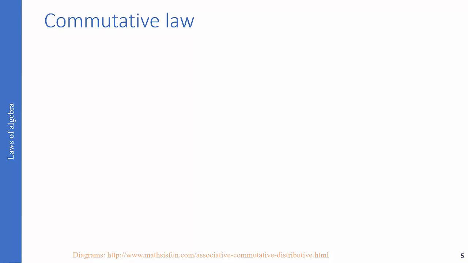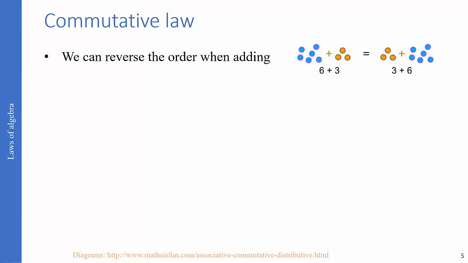Let's look at those laws of arithmetic that we are familiar with and apply them to algebra. Firstly, we can reverse the order when we're adding. So 6 plus 3 is the same as 3 plus 6. This works for any two numbers, so we can represent the two numbers as A and B. Then A plus B equals B plus A.